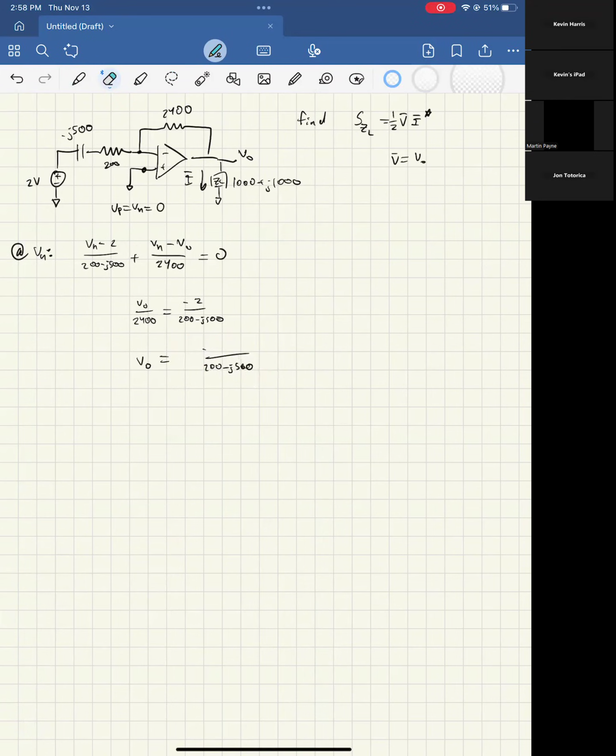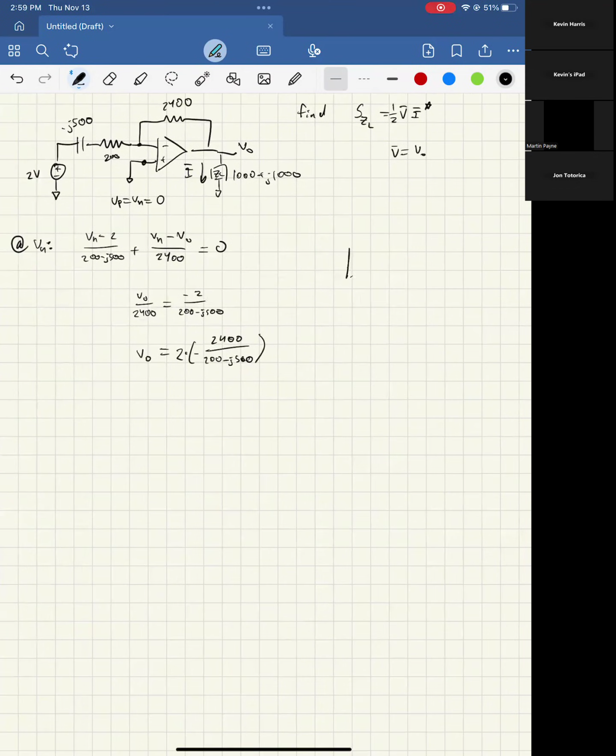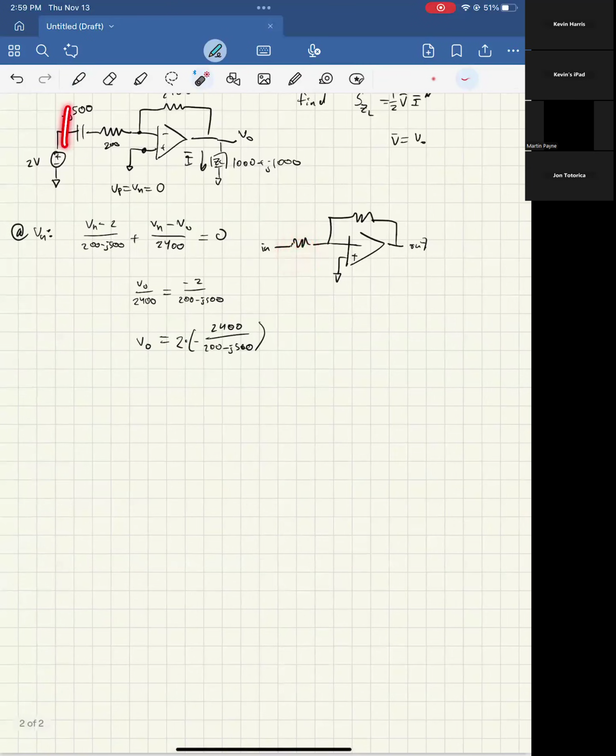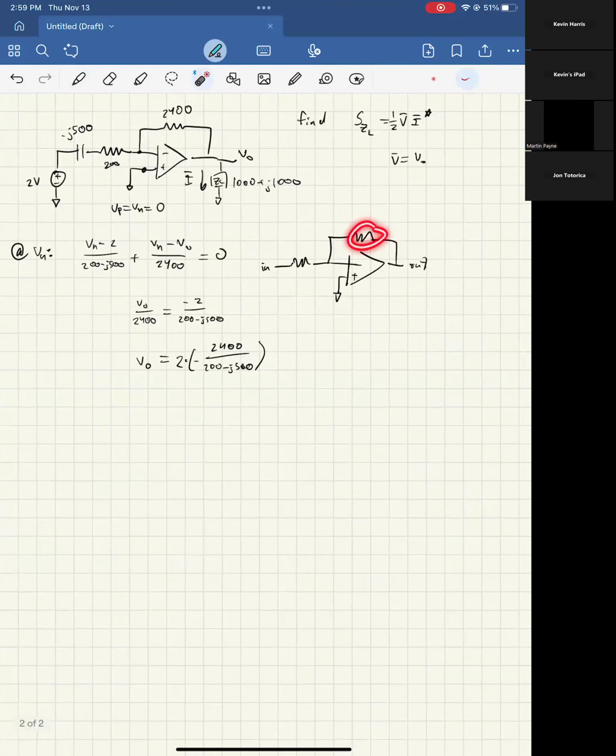So it's going to be 2 times negative 2400. The reason I'm writing it like this is because if you remember your most basic op amp circuit you learned, it was something like this, right? Where you had a resistor here, and you had a resistor here, and then you had your input, and this is your output. This circuit here is exactly the same as this circuit here, right? This is our input. This resistor has become these two things, and this resistor has become these two things.